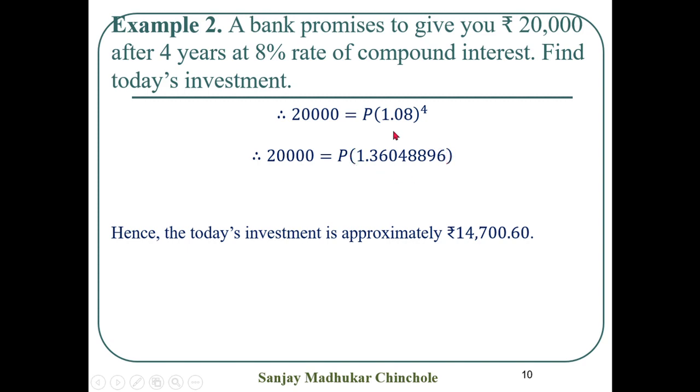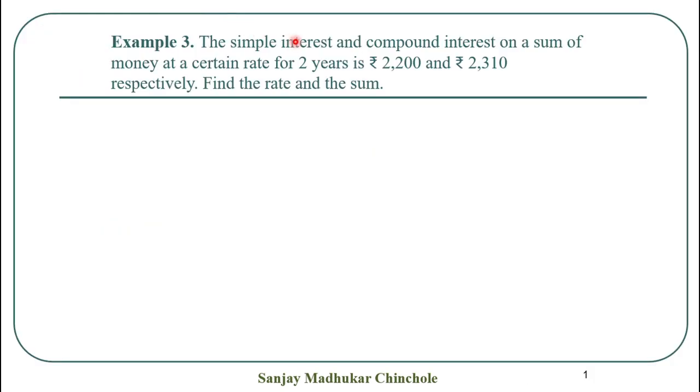So 20,000 is equal to P into 1.36048896. This multiplied term can be transferred to the other side and divide 20,000, and we will get the value of P as 14,700 rupees 59.7 paise, or approximately 60 paise. Hence today's investment, or the principal amount, is approximately rupees 14,700 and 60 paise.